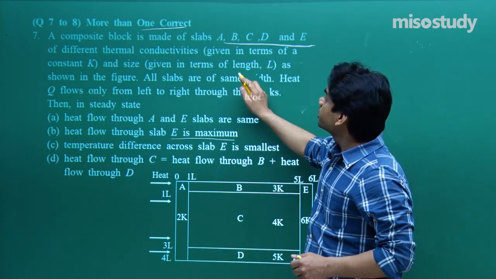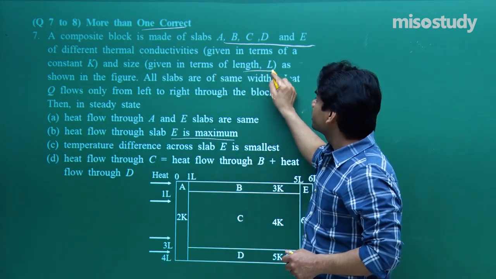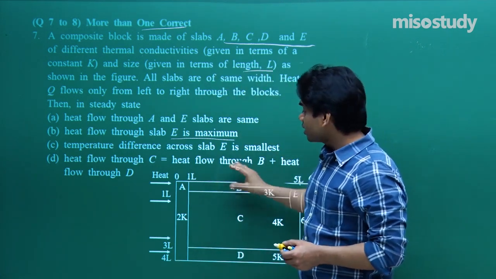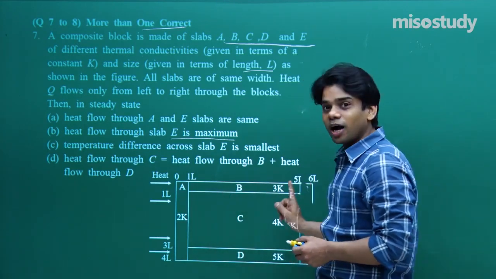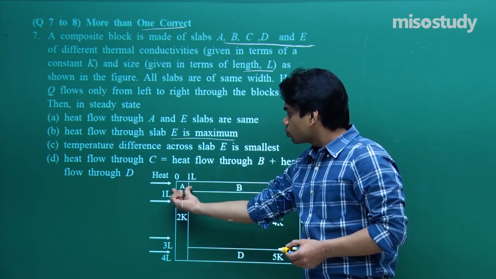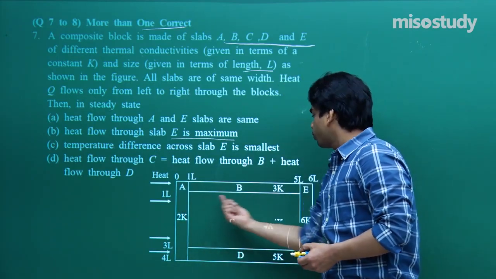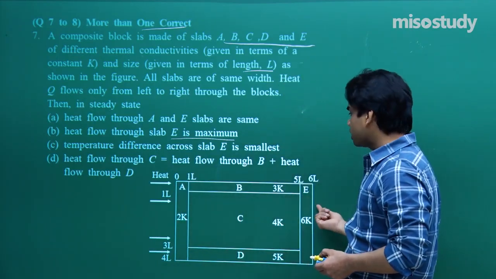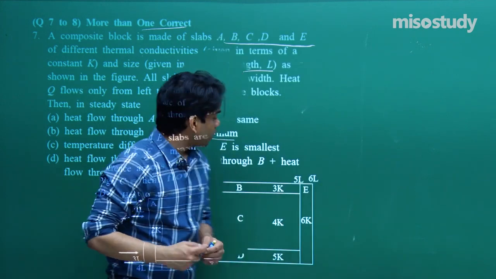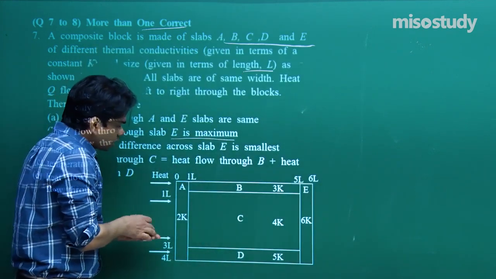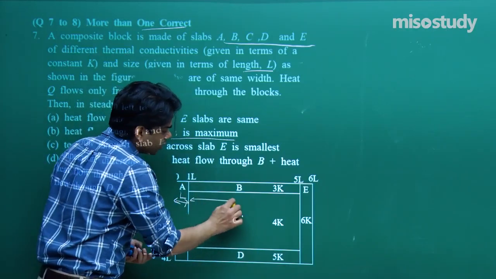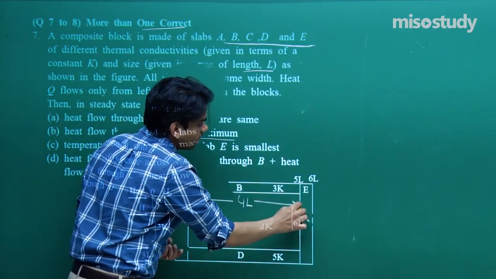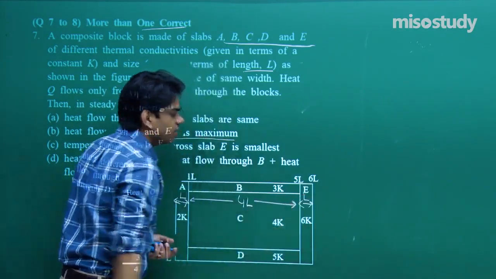Next you see their size is given in terms of length L. You see B's length is given as 4L. You see 1L to 5L. You see how it's given 0 to 1L. So this is 1L. 1L to 5L, this is 4L. Then again 5L to 6L, this is 1L. Let me write down, if you are not getting from this diagram, this will be L, this will be 4L, again this will be L as per the given thing.